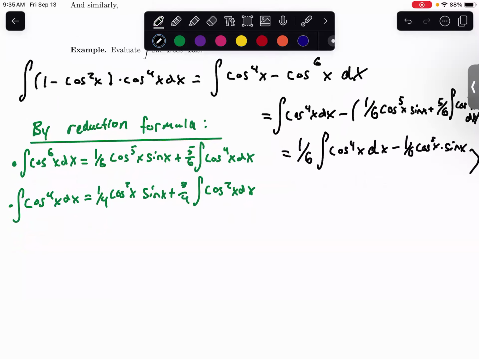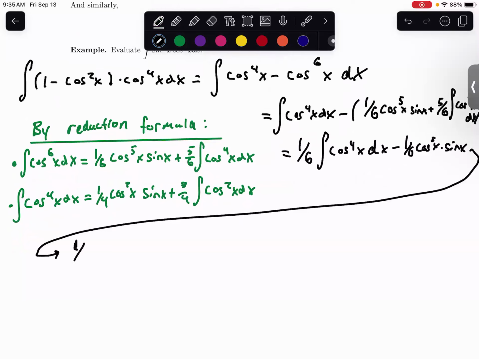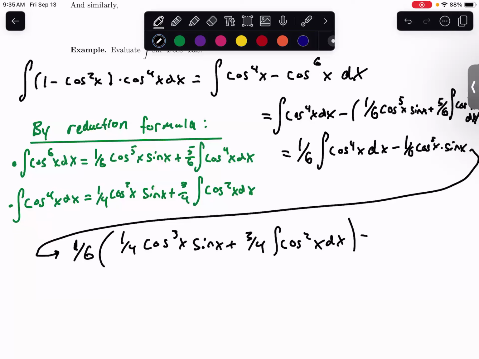I'm going to continue. I'm not going to have enough space to write this out. So this is really the same thing as 1/6. So you see, this looks like it's kind of a disaster. Like there's so much we have to write out here. So this is 1/4 cosine cubed of x sine of x plus this 3/4 times the integral of cosine squared of x dx. And then we also have to remember to subtract 1/6 times cosine to the fifth power of x sine of x. What's worse, there's still one more line I have to do at the end.